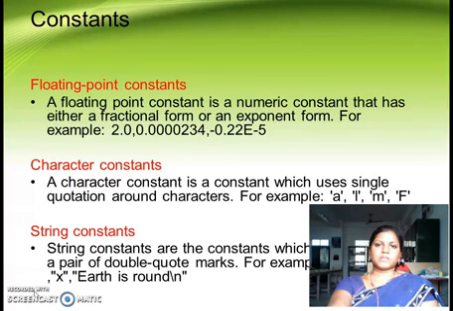A floating point constant is a numeric constant that can be in either fractional form or exponent form. A character constant is written in single quotation marks. Whenever you write a single alphabetic character, we have to provide single quotation. Next is the string constant. A string constant is enclosed by double quotes. There is a difference between a character constant and a string constant. For a character constant we use single quotation. For a string constant we use double quotation, when using a group of letters.